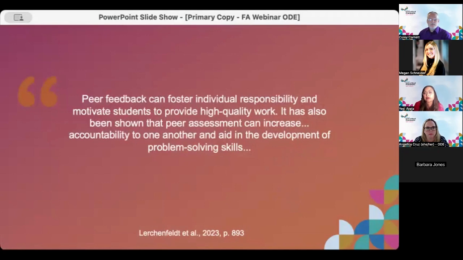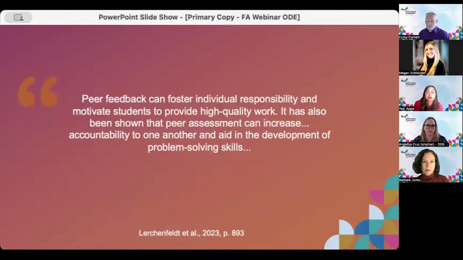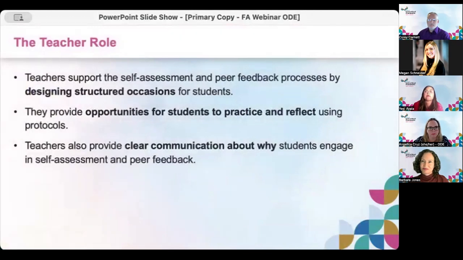So here we have a quote around peer feedback. So peer feedback can foster individual responsibility and motivate students to provide high quality work. It has also been shown that peer assessment can increase accountability to one another, and aid in the development of problem-solving skills. So peer feedback also offers students the opportunity to reflect on their own work and also compare that work, right? And learning with that of others, which really enhances those metacognitive skills that students are developing. Next slide, please.